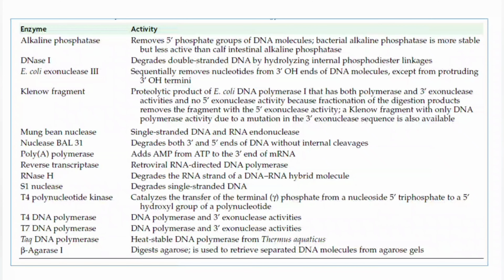A very obvious question that is asked from the genetic engineering portion is the different enzymes. The topic which is very much asked is about the different enzymes used in genetic engineering, like alkaline phosphatase. It is an enzyme responsible for removal of the 5' phosphate group of the DNA molecule, and also DNase I, along with E. coli exonuclease III and Klenow fragment. I have already provided a flashcard related to the different functions of important enzymes in genetic engineering.